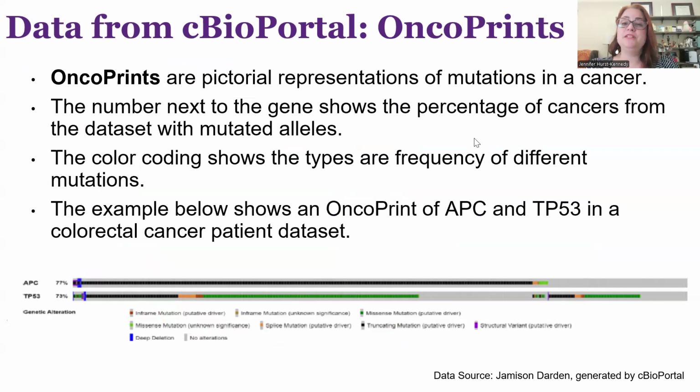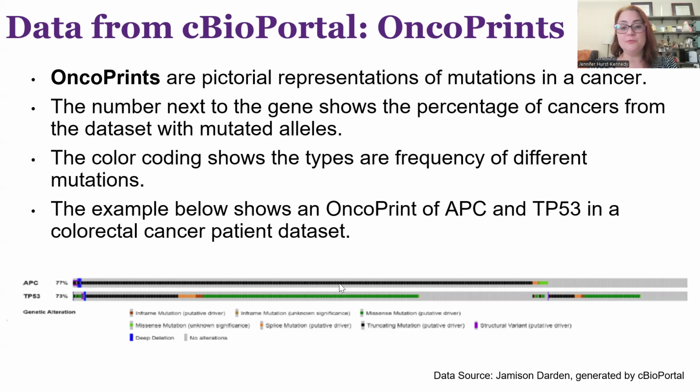If you do template research question 1, you'll be collecting something called an oncoprint. An oncoprint is a pictorial representation of mutations in a particular gene in a patient data set. As an example, we're looking at an oncoprint, again created by a former student of mine, looking at APC and TP53 in colorectal cancer patients. You will see numbers listed next to the gene name. That tells you how frequently those genes are altered in a particular data set.